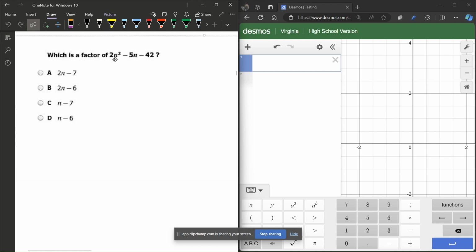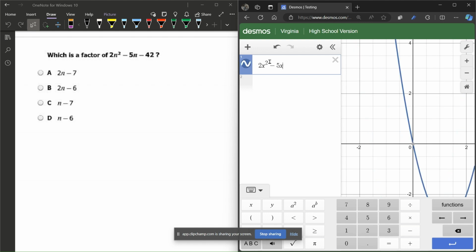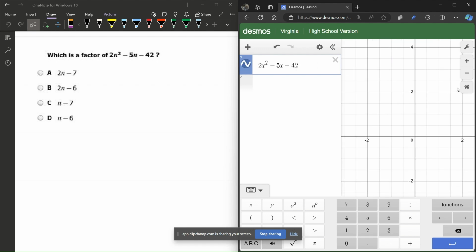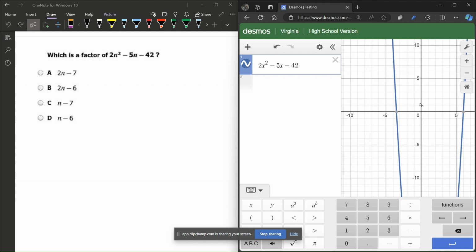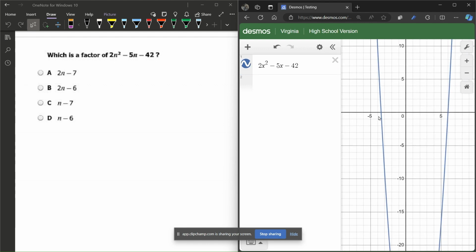So again, in order for this to work, you have to use x. Even though this is an expression, we're going to have to use graphing. So we're going to type this in terms of x. So type in 42. And we're going to see this parabola again. And we're going to look for a factor.